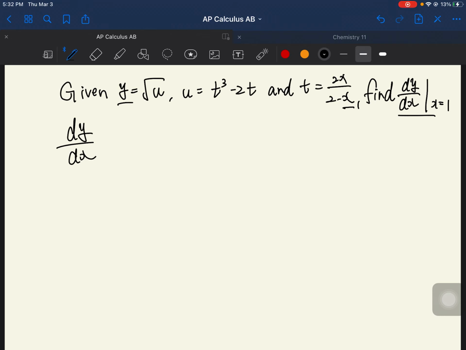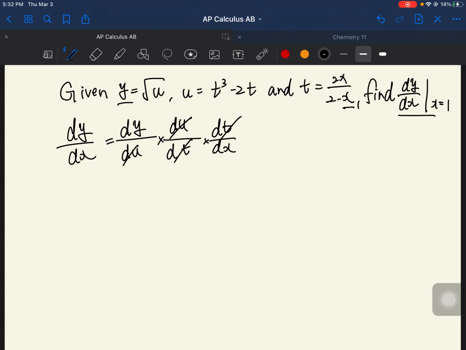but it doesn't look like y and x are connected, but somehow they are connected, because y is a function of u, and u is a function of t, and t is a function of x. This means somehow y is a function of x. So let's use this. Let's start from y. Then let me put u first. Then the next one is t. Then finally x, like this.